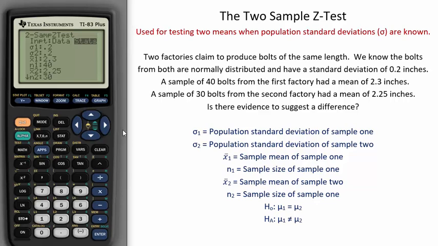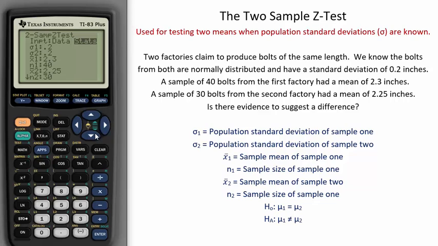In this problem, two factories claim to produce bolts of the same length. We know the bolts from both factories are normally distributed and have a standard deviation of 0.2 inches. The value of 0.2 is the population standard deviation for factory 1 and the population standard deviation for factory 2. In this example, both factories have the same population standard deviation. This might not always be the case in your problem.